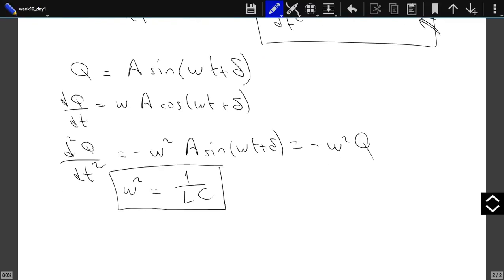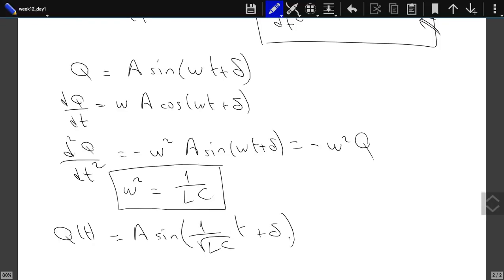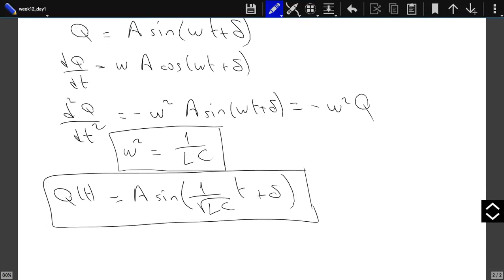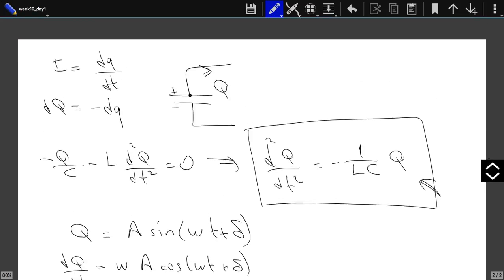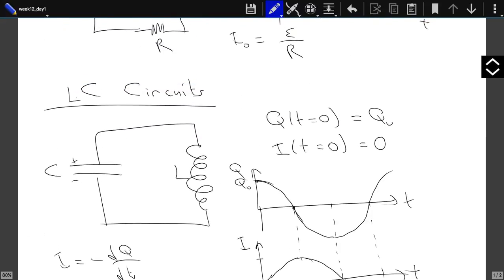So q of t, the charge as a function of time, is equal to A times sine of 1 over square root of LC t plus delta. What is A, what is delta? Well, we have the two initial conditions. We know what the charge initially is. We have these conditions.